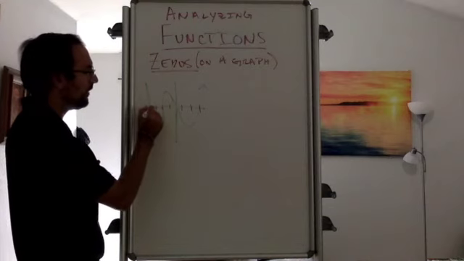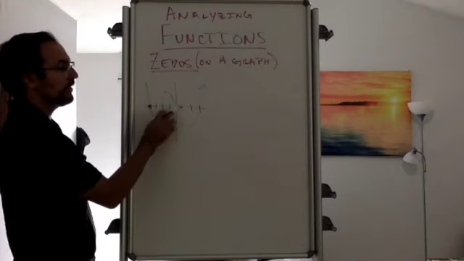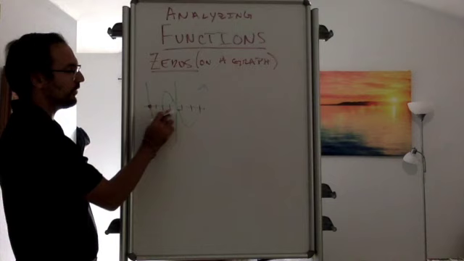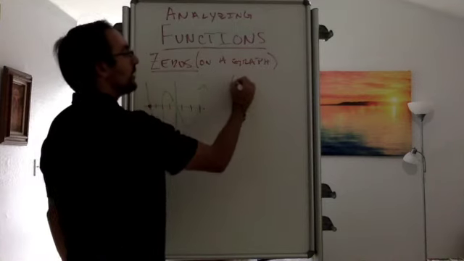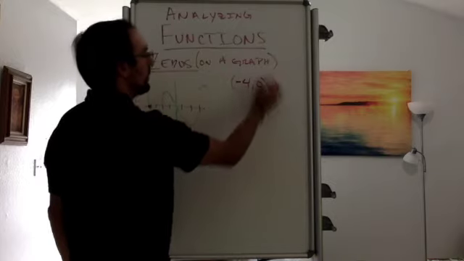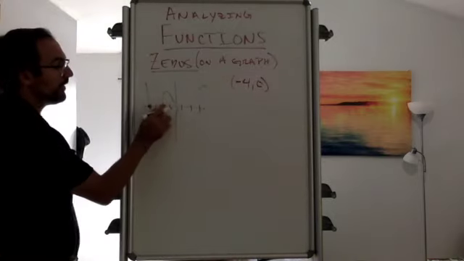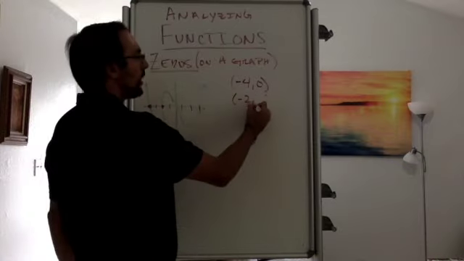So right here, that would be one of my zeros. If I count, this is 0, -1, -2, -3, -4. So one of my zeros is the coordinate point -4, 0. Okay, so we can write that as a coordinate point as well. Over here, my next one looks like it's at -2, 0. So on and so forth.